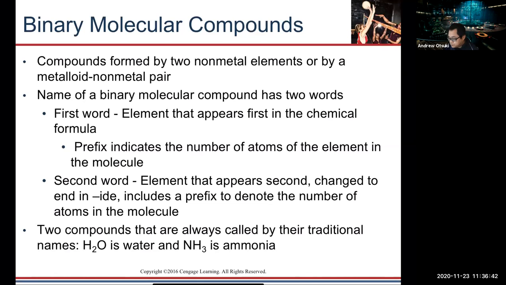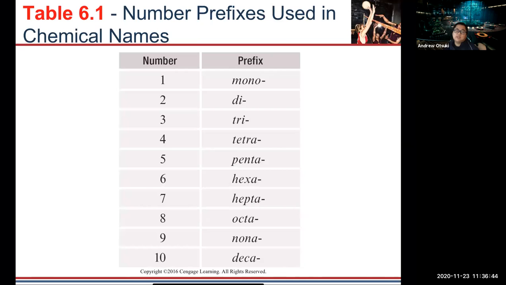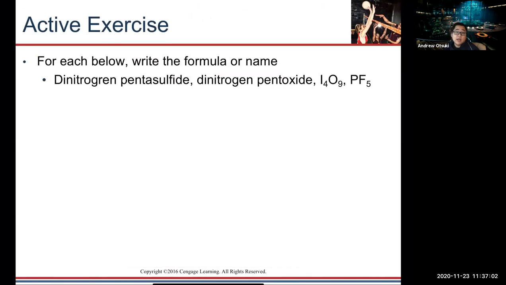Okay. So these are the prefixes I expect you to know and use in naming: mono, di, tri, all the way up to deca. These are the prefixes that we will use to denote in binary molecular compounds how many atoms are present in the formula. Okay, so let's try some exercises. We are going to name these compounds and write the formula.